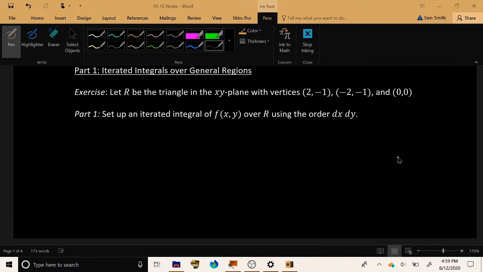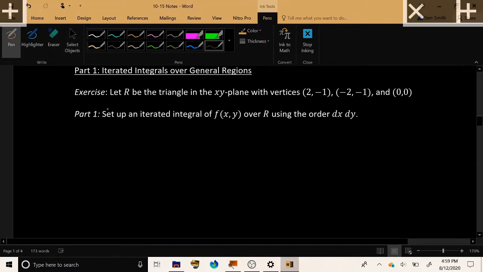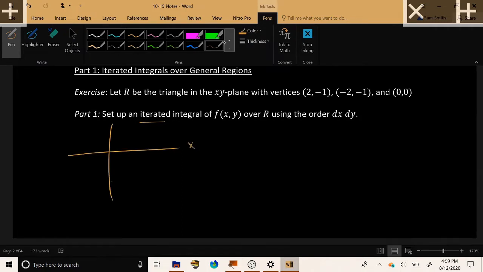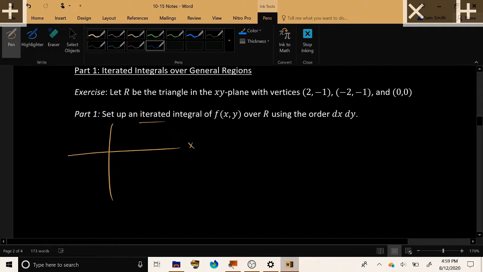So, as always, this translation from a general double integral to an iterated integral begins by drawing the region R in the xy plane. So, let's sketch in the vertex 0, 0, the vertex at 2, -1, and the vertex at -2, -1. So here we are, 2, -1, -2, -1, and here is our region.